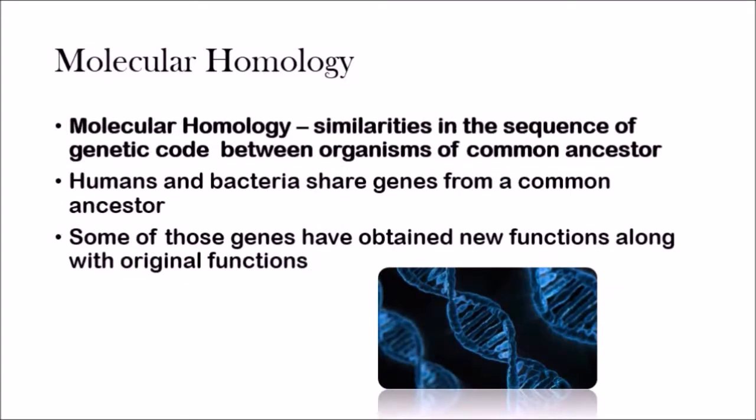Now, the second type of homology is molecular homology. Molecular homology is similarities in the sequence of the genetic code between organisms of a common ancestor. Humans and bacteria are very different organisms, but because humans and bacteria have the same common ancestor, they share similar genes. However, the reason why we're different from bacteria is that although we shared similar genes, some of the genes obtained new functions along with original functions, and that's why we see the variation. But the genes which are similar between organisms represent molecular homology.